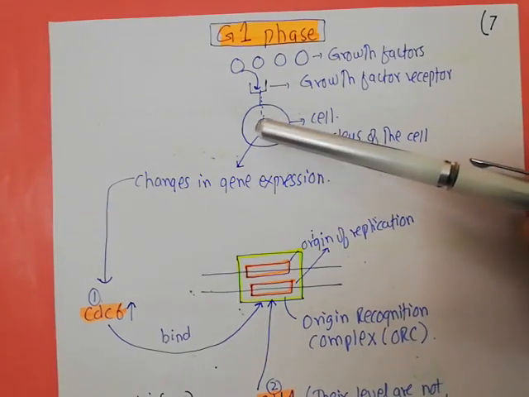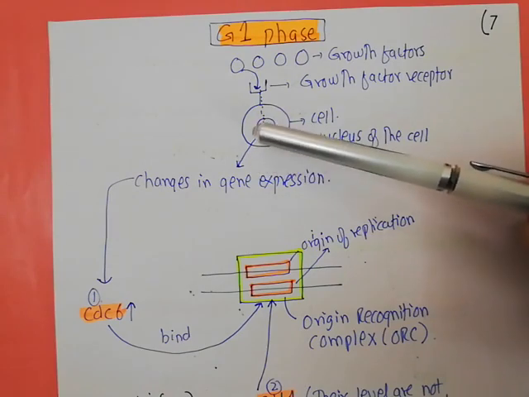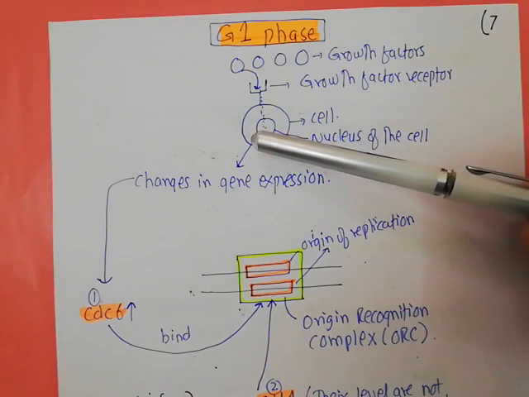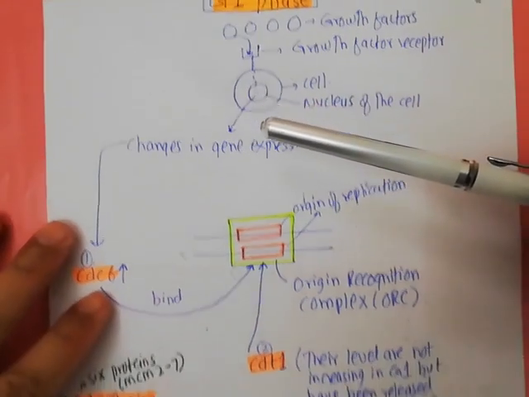Now, when the gene expression changes, of course, the concentration of different kinds of proteins is going to increase in the cell. And we will discuss examples of the proteins that are going to increase in concentration in the G1 phase of the cell cycle.